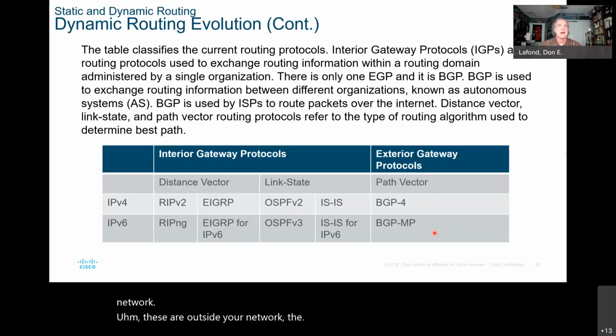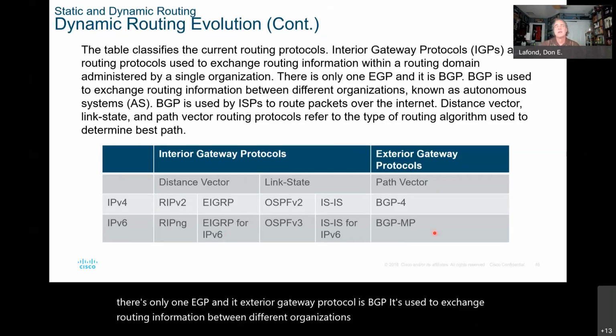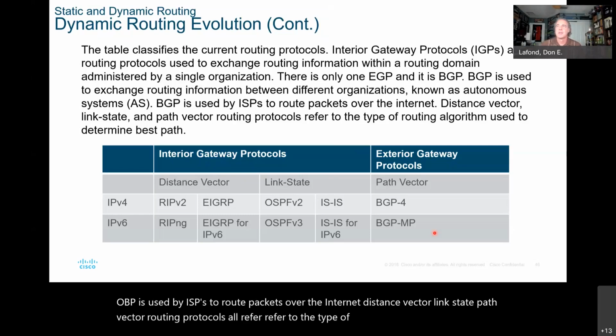Let's see, inside being a single organization, outside being between organizations. There's only one EGP, exterior gateway protocol, and it's BGP. It's used to exchange routing information between different organizations, known as autonomous systems, ASs. BGP is used by ISPs to route packets over the internet. Distance vector, link state, path vector routing protocols all refer to the type of routing algorithm used to determine the best path.